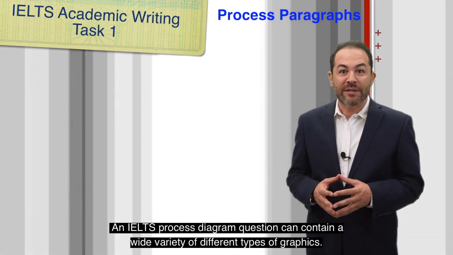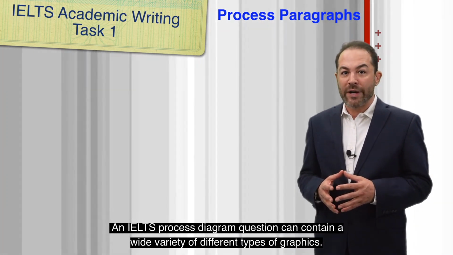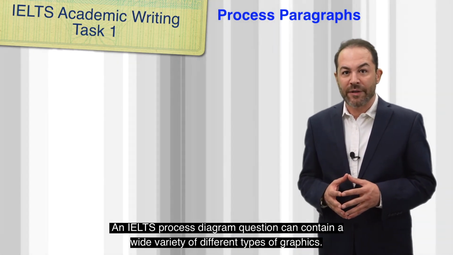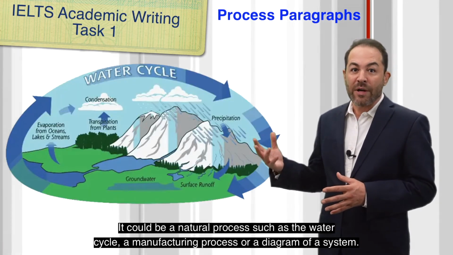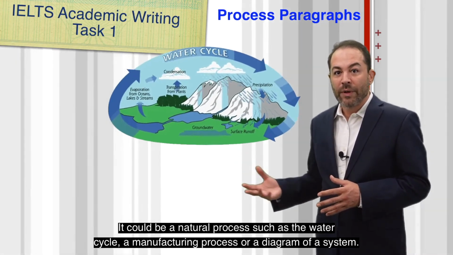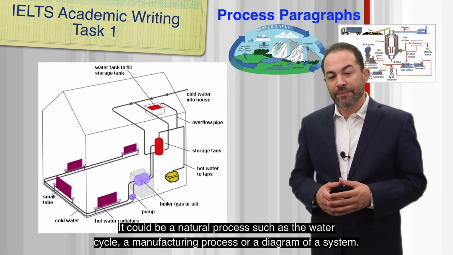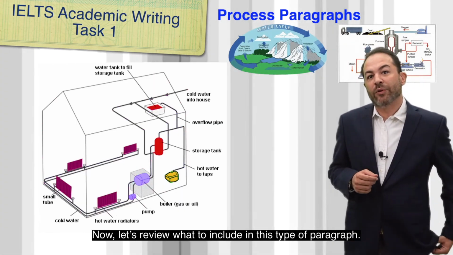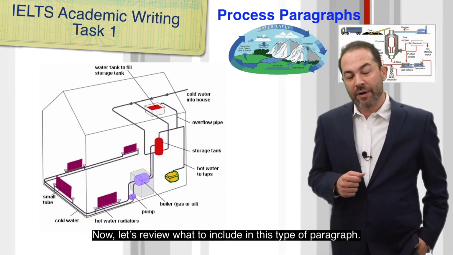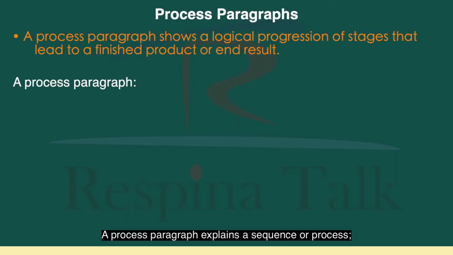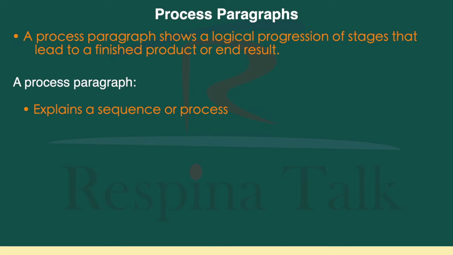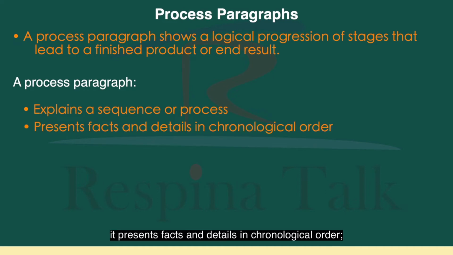An IELTS process diagram question can contain a wide variety of different types of graphics. It could be a natural process, such as the water cycle, a manufacturing process, or a diagram of a system. Now let's review what to include in this type of paragraph. A process paragraph explains a sequence or process. It presents facts and details in chronological order.